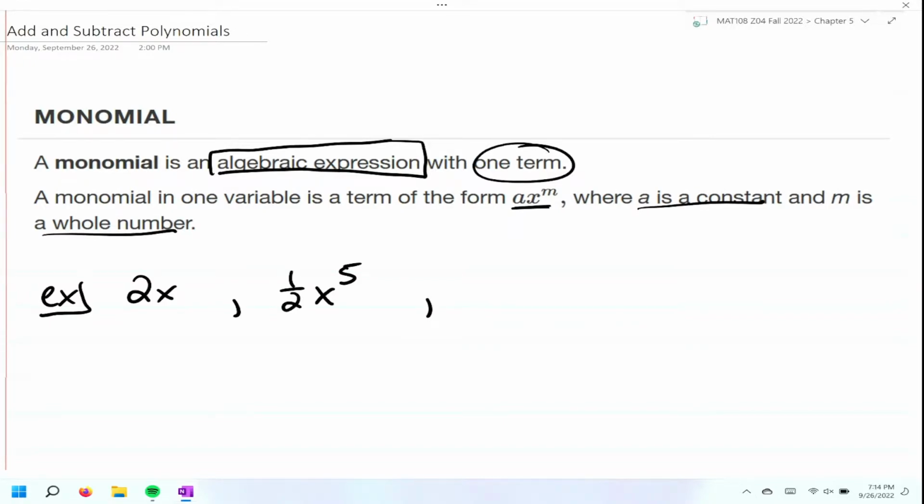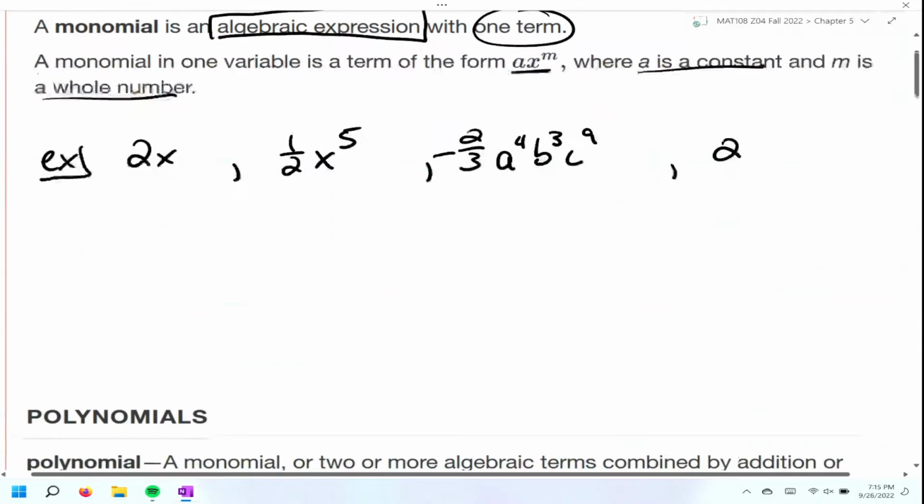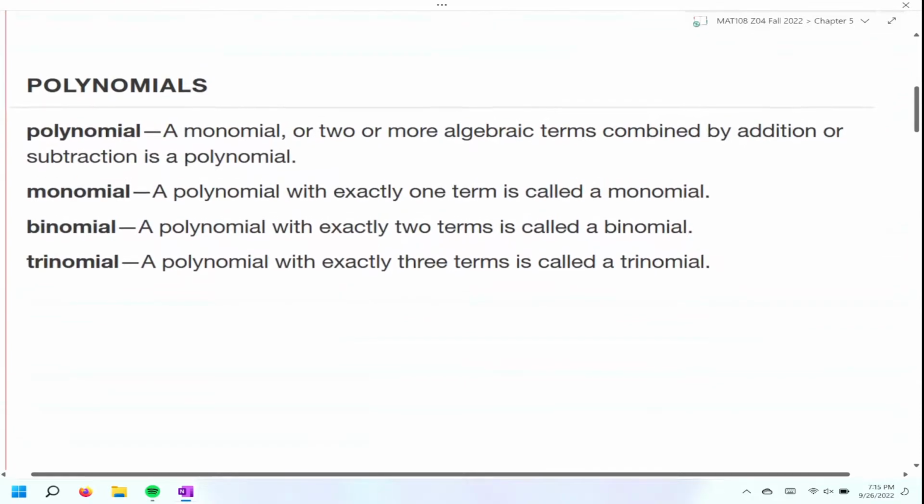You can also have more complex monomials. For example, how about negative 2/3 a to the fourth b to the third c to the ninth. And you can even have a monomial that looks like this, just the number 2, all right? Notice, though, each one of these only has one term, all right? Now, if we branch out a little bit, we end up getting what we call polynomials.